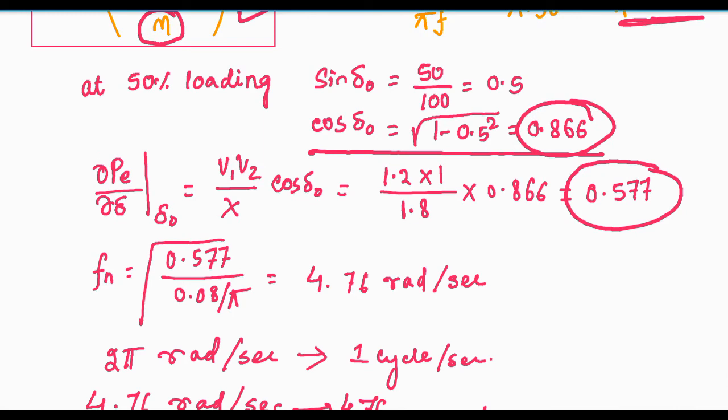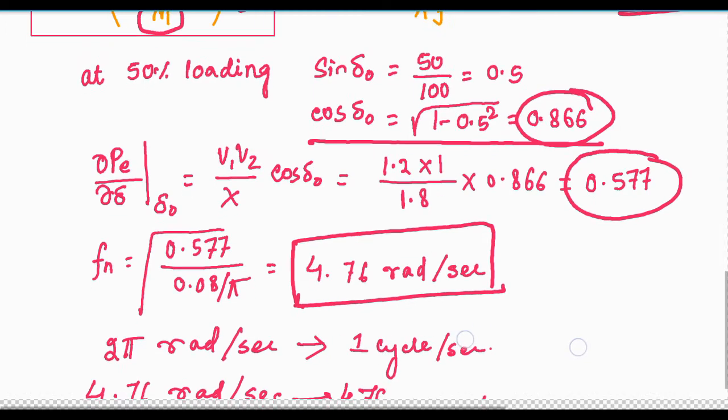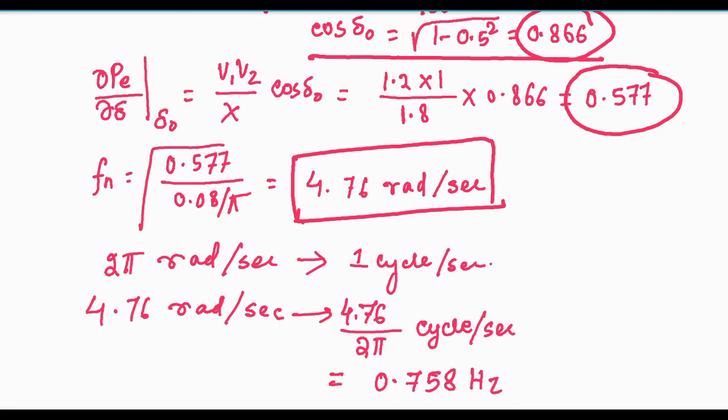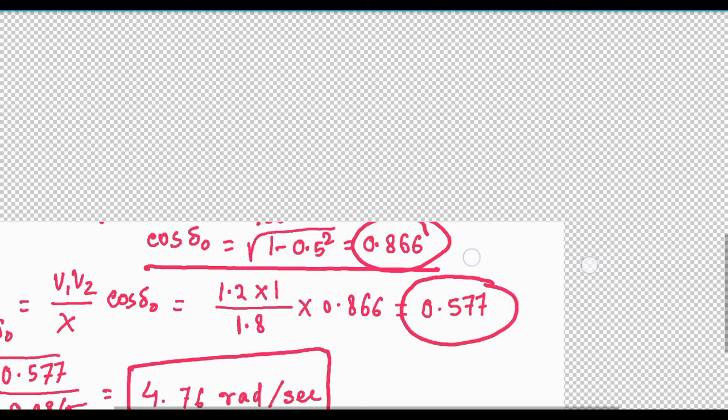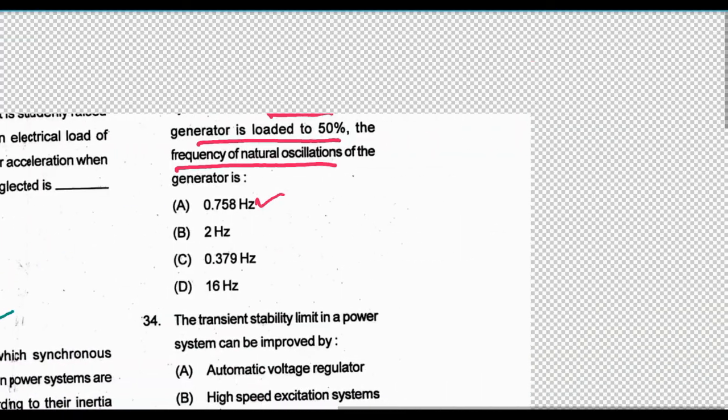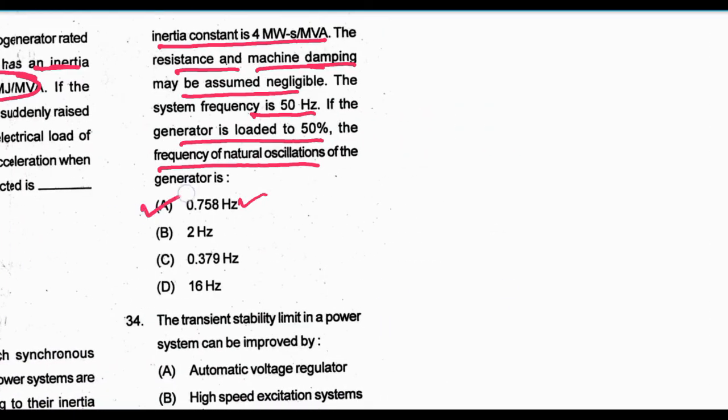This is in radian per second, and we have to find it in hertz. We know that 2 pi radian is equal to 1 cycle, and 2 pi radian per second will be 1 cycle per second, that means 1 hertz. So what will be 4.74 radian per second? This will be 4.74 by 2 pi cycle per second, or hertz, and this will be equal to 0.758 hertz, and here option A is the correct answer, 0.758 hertz.